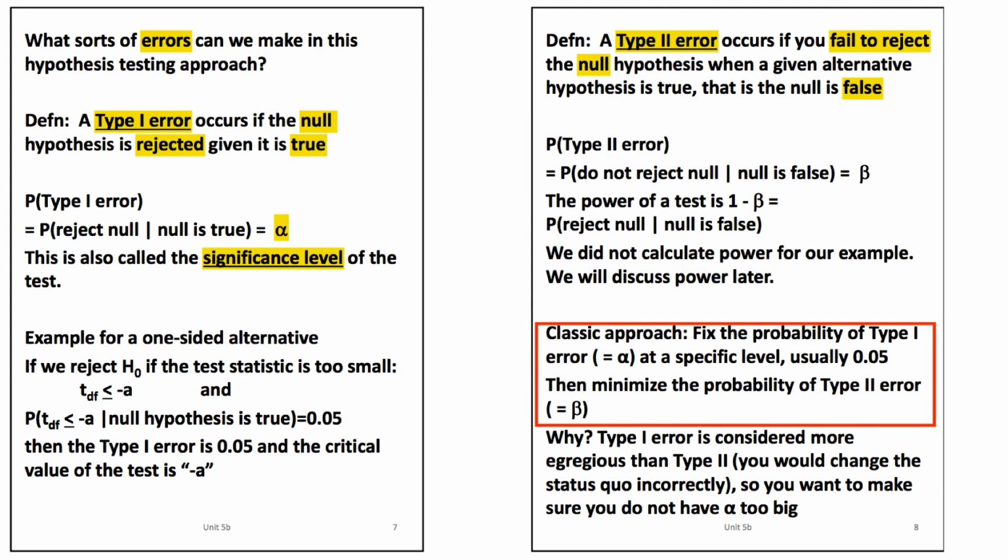Okay, now we are doing error and power. So what sort of errors do we make? There are two kinds we make. One is type 1, one is type 2. Type 1 is we reject H0 when H0 is true. So that's alpha. We also call alpha the significance level.